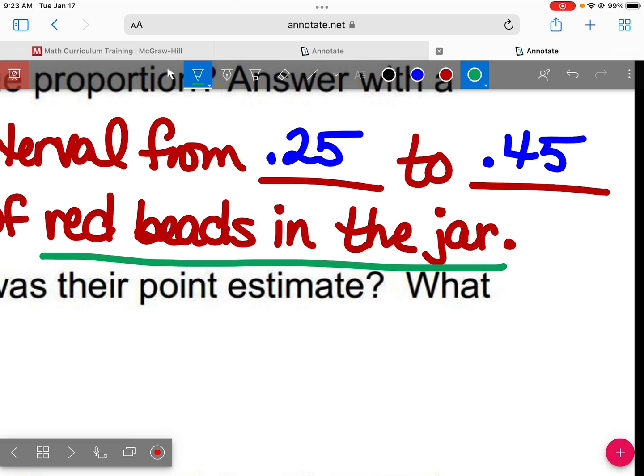One of the groups, a fictitious group, had an interval of 0.27 to 0.33. What was their point estimate? What was their proportion of red beads that they got? And what was their margin of error? How can we figure this out? If all we know is their interval, how can we figure out what their point estimate was?